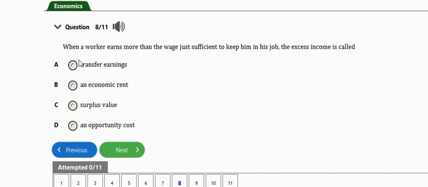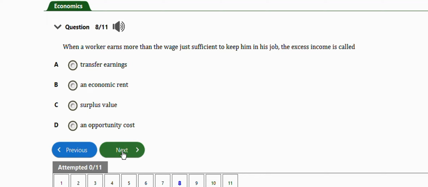The next question is this one. It says when a worker earns more than the wage just sufficient to keep him in his job, the excess income is called. We have transfer earnings, and economic rent, surplus value, and opportunity cost. So the right answer to this question is option B, which is an economic rent.